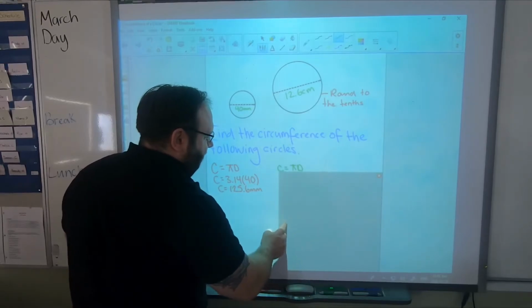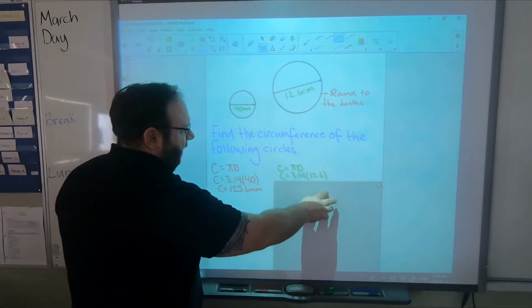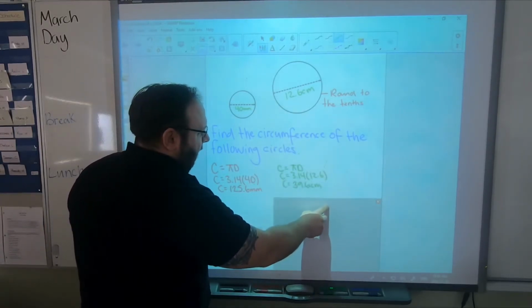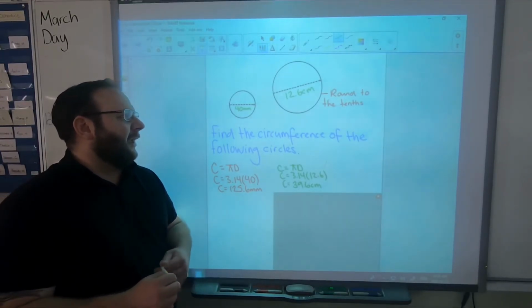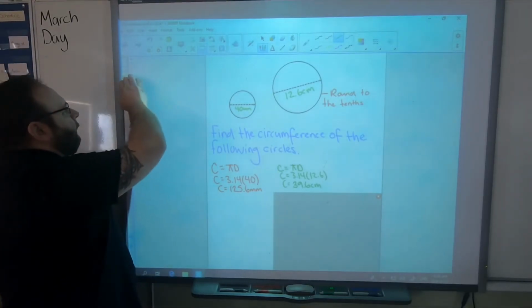Perfect. Now the next one, circumference equals pi times diameter, same formula. This time we just fill it in. Circumference equals 3.14 times 12.6. And when we round, we'd end up with circumference equals 39.6 centimeters. Again, not squared, because this is not area.